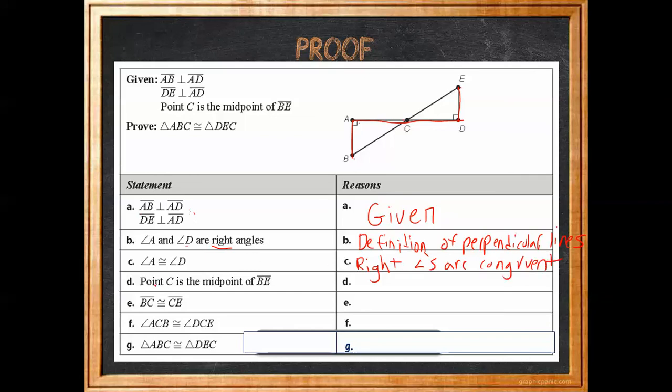Here we're given that point C is the midpoint of BE. That's a given, so again, we just write given. From that information, we know that BC is congruent to CE. How do we know that? Well, because a midpoint tells us that C is right in the middle, and if it's right in the middle, then we know that BC has to equal CE. So we know that they're congruent because of the definition of a midpoint.